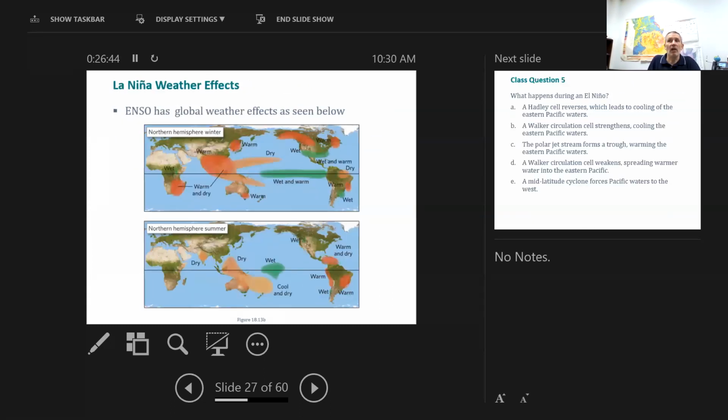And so during a La Nina year, now in the winter of 2020, we're experiencing a La Nina year, so we're going to experience a little bit wetter portion to the south of us and a little bit warmer to the north of us. Here in Missouri, we're not as affected by El Nino as other parts of the world are, but there's definitely an effect.